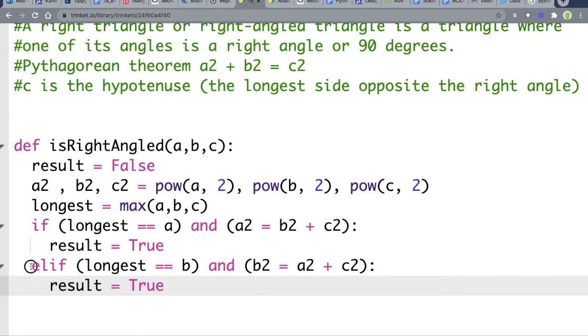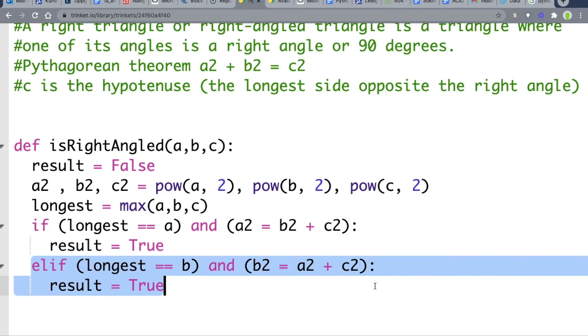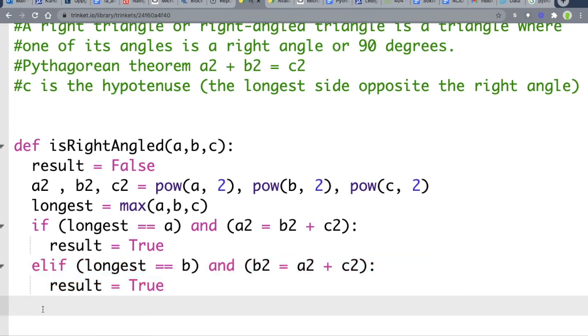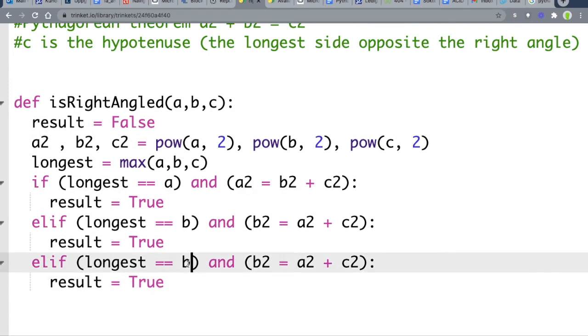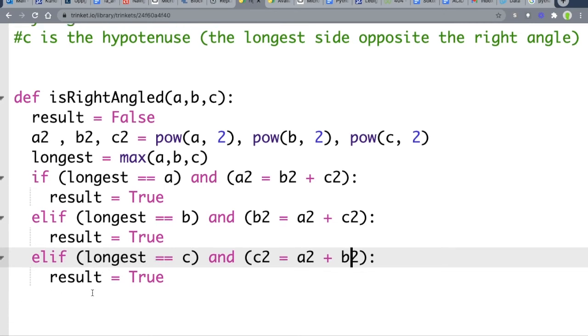Okay, at last we copy this and paste. And now we check whether the longest side is C, and C squared is equal to A squared plus B squared. So if this is true and this is true, then the result should be true.